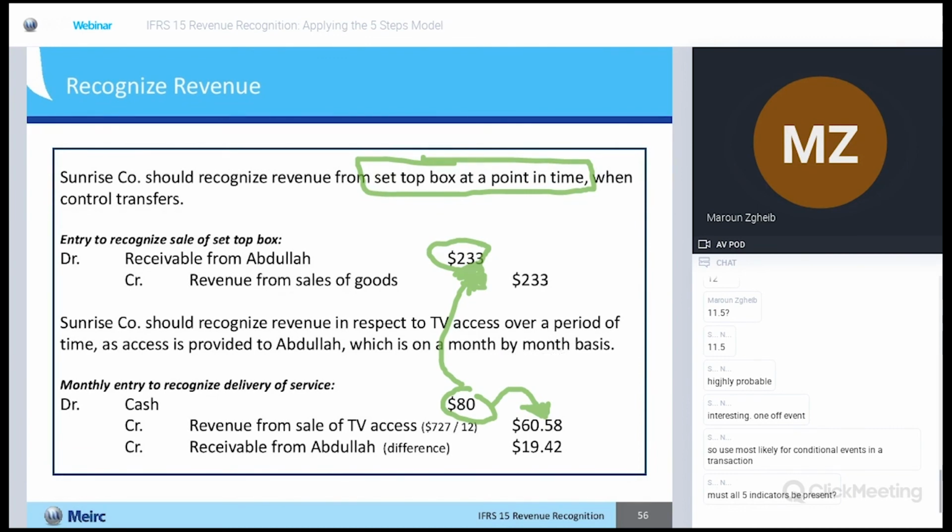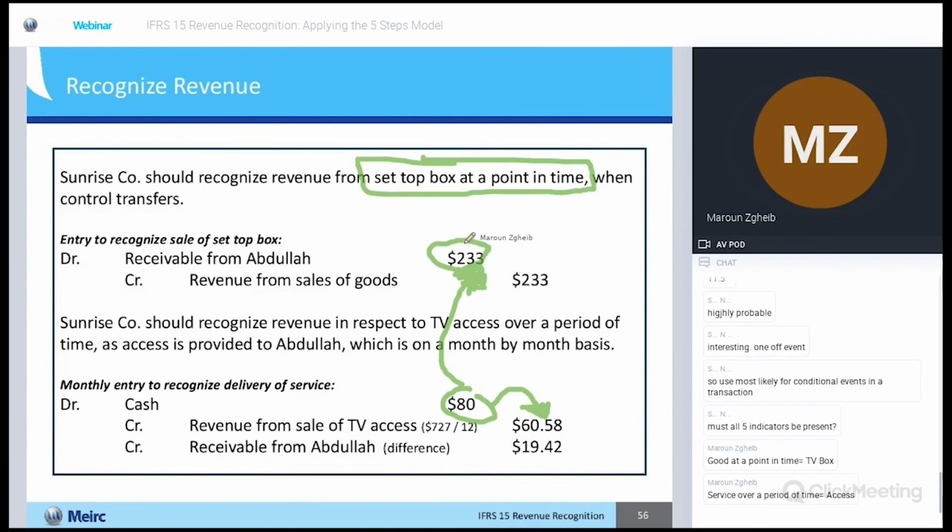Once we deliver the TV box to Abdullah, we can conclude that we delivered to Abdullah a good at a point in time. Once we are providing the TV access to Abdullah, we can consider that we are providing a service to Abdullah over a period of time. So for Abdullah, we have a good at a point in time, which is the TV box, and a service over a period of time, which is the access to the channels.